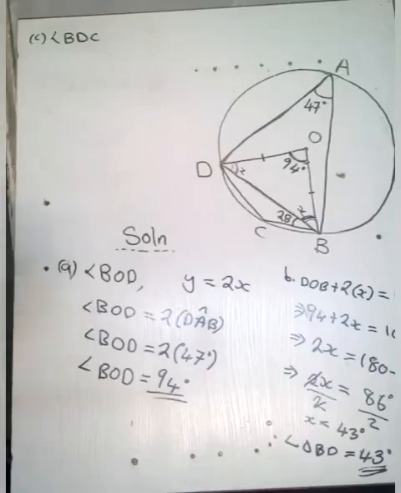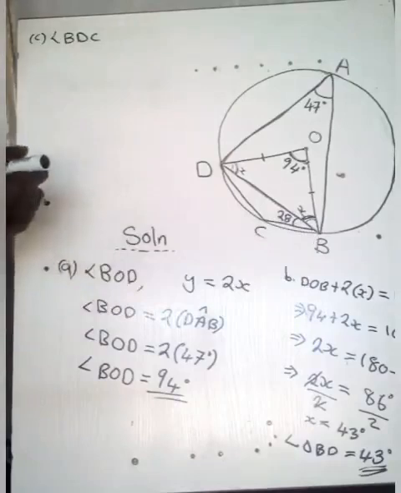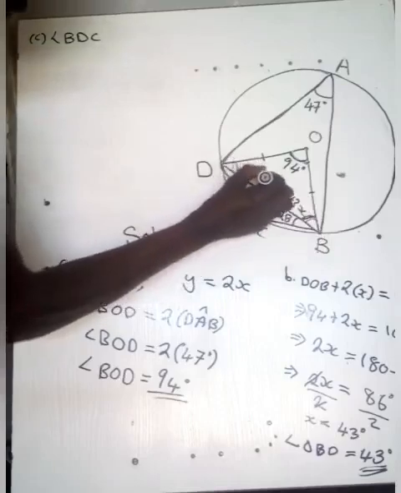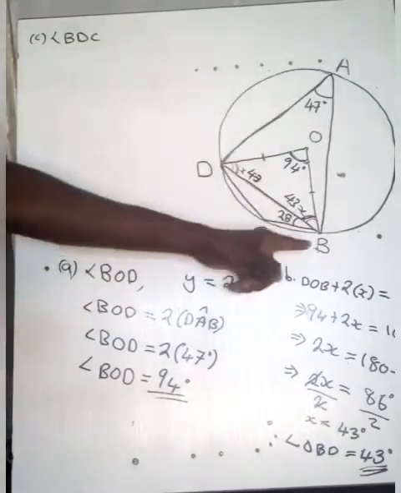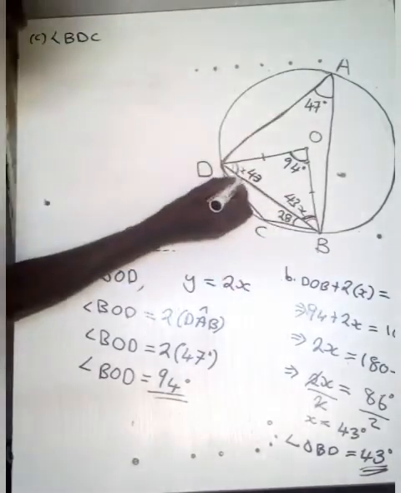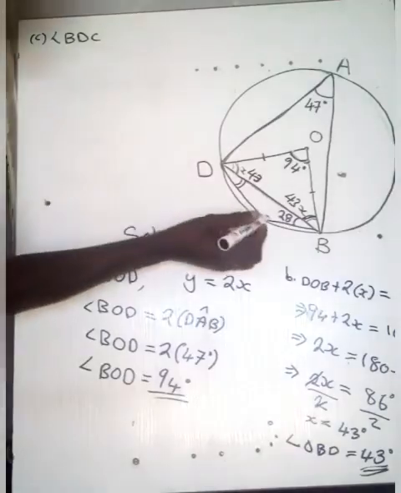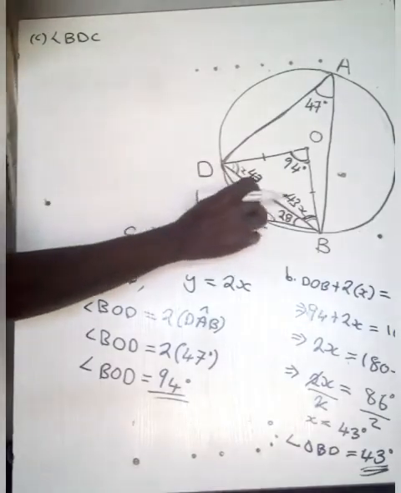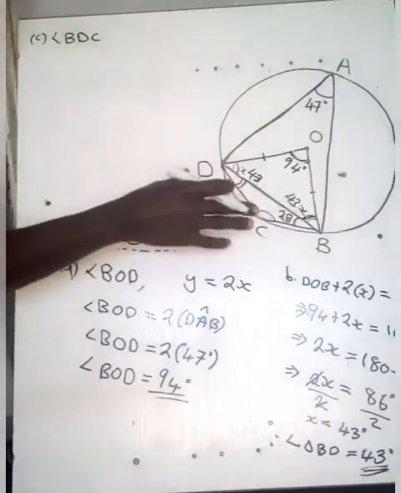Okay, so the last question is calculate angle BDC. Remember, here we found that it was 43, so even here it's 43. So we are calculating angle BDC, meaning it's this angle we want to calculate. For us to calculate this angle, it's very simple. Number one, we need first to calculate this angle. After we calculate this angle, we can add this angle plus this angle and subtract from 180 because it's a triangle.